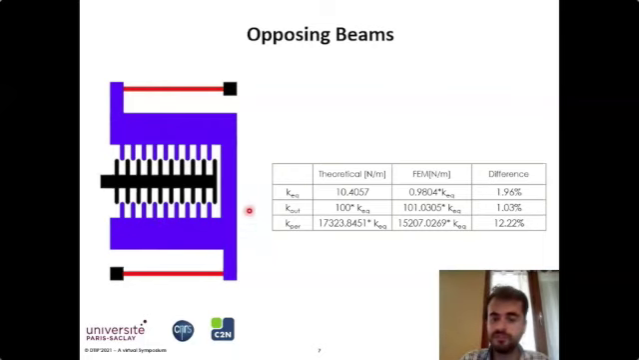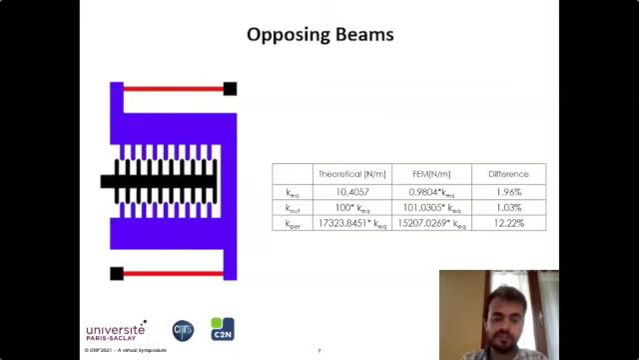The first geometry that we're going to study is the opposing beams geometry. If you try to move the device in the vertical direction, you will find a very low restoring force. So it will move very easily in this direction. Whereas if you try to move it in the perpendicular, horizontal direction, it will be very difficult. You will find a very big restoring force.